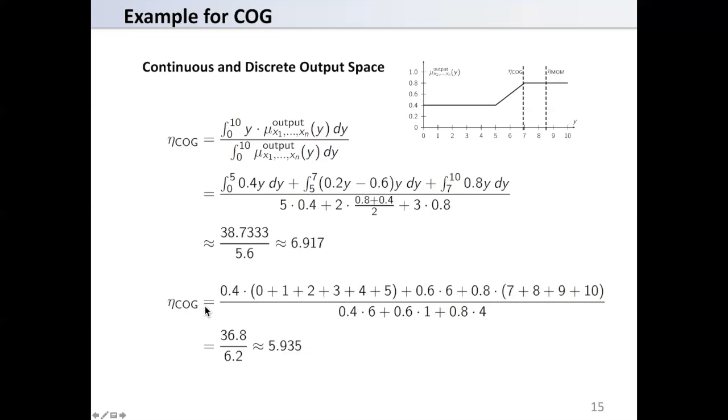We add them up. So the numerator is equal to 36.8, the denominator 6.2, and we find the crisp output calculated as the center of gravity for the discrete case, 5.9. So here at this point is the center of gravity for the discrete case.